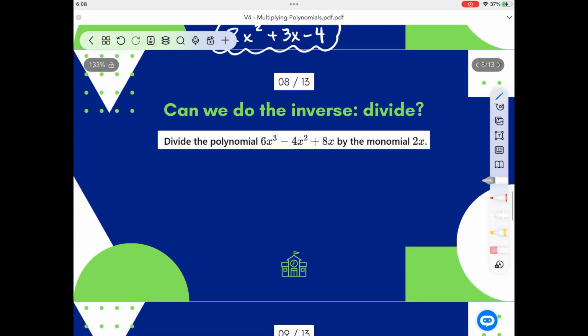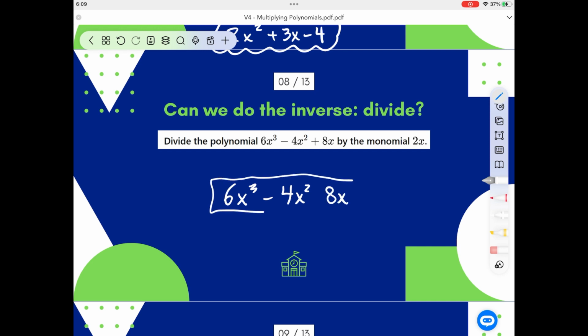One more. Can we do the same process here? Can we divide the polynomial 6x cubed minus 4x squared plus 8x by the monomial 2x? Once again, if I'm dividing, I start with the inside and I work to the outside. So these three terms could go inside of a single row, dividing by 2x. 6 divided by 2 is 3. And x cubed divided by an x would give me x squared.